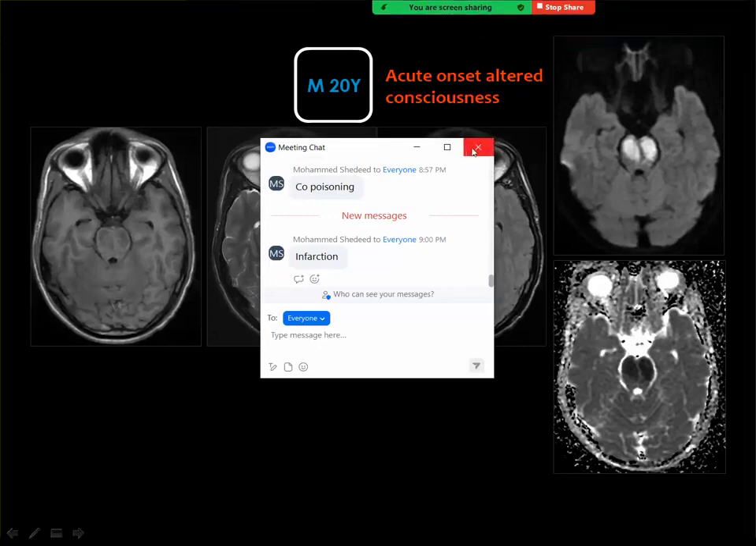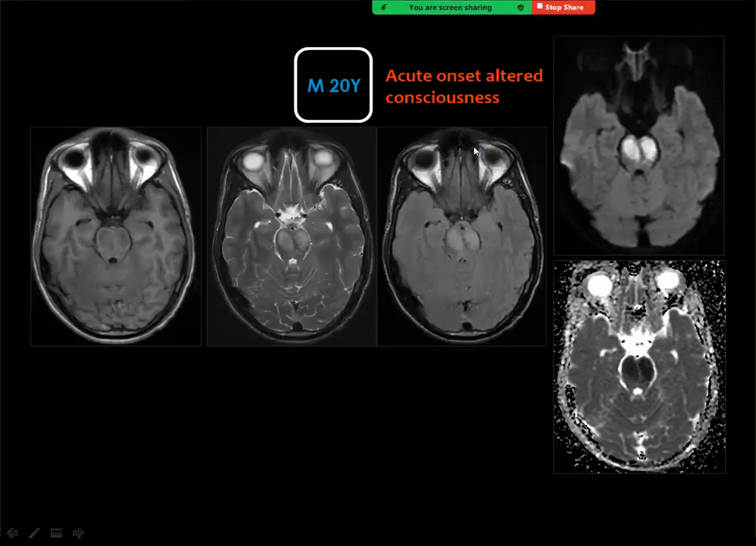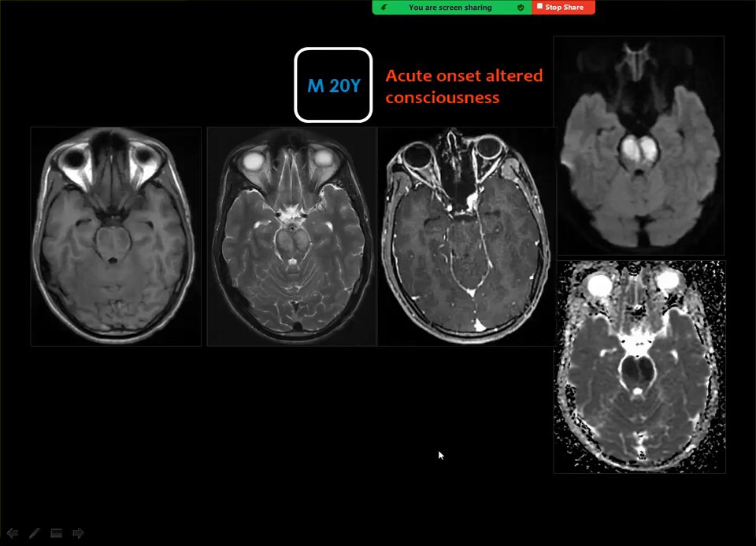Yes, and the answer is right. These are infarctions in the brainstem. Always think of the lesions that cause diffusion restriction to be infection or ischemic acute insult. Sometimes lymphoma can cause diffusion restriction. In this case, you got bilateral midbrain and pontine infarctions, and the underlying cause is occlusion of the basilar artery.